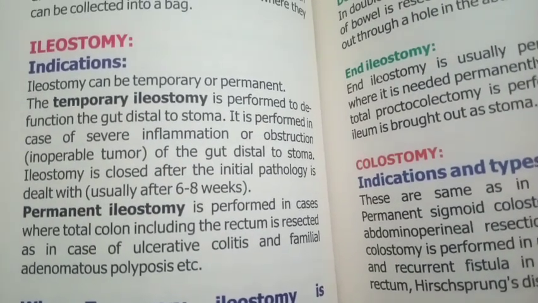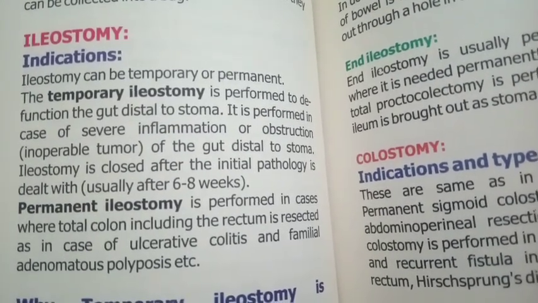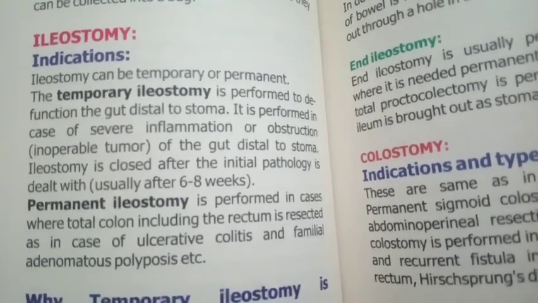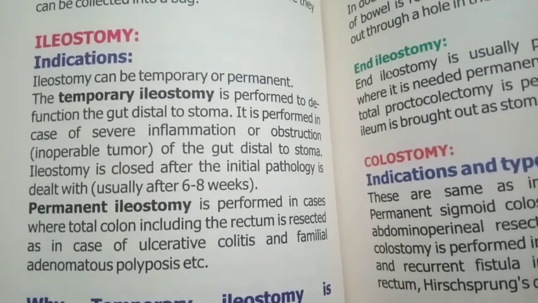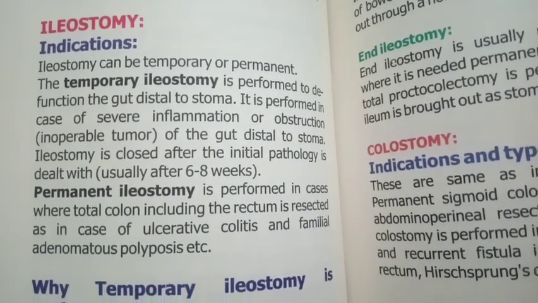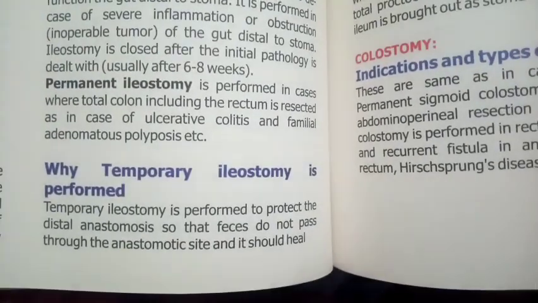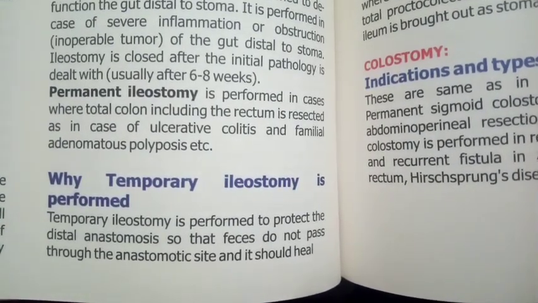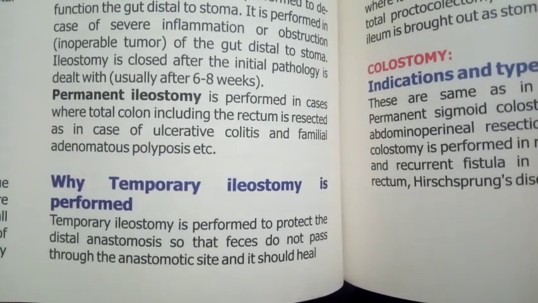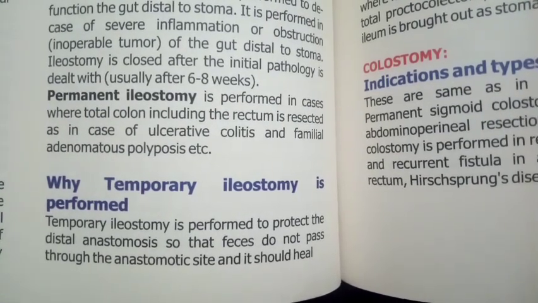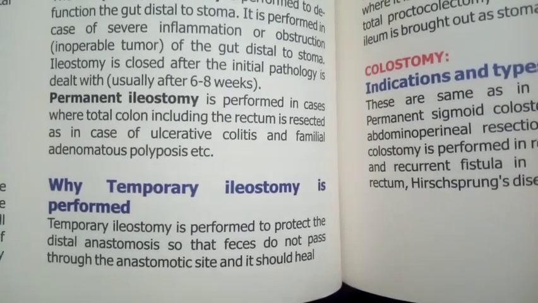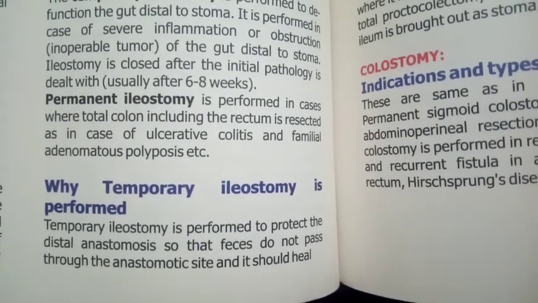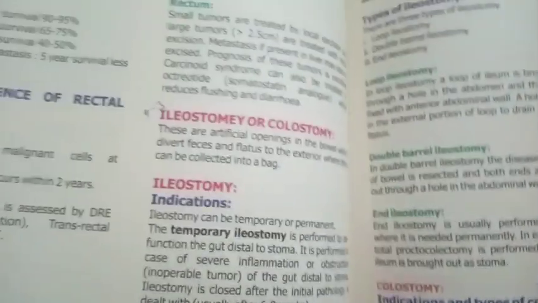Permanent ileostomy is performed in the cases where the total colon including the rectum is resected, as in the case of ulcerative colitis and familial adenomatous polyposis, etc. Why is temporary ileostomy performed? Temporary ileostomy is performed to protect the distal anastomosis so that feces do not pass through the anastomotic site, and it can heal.